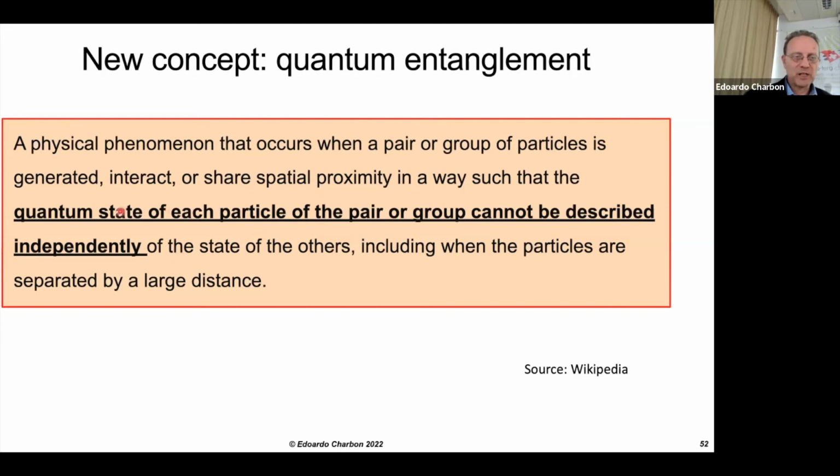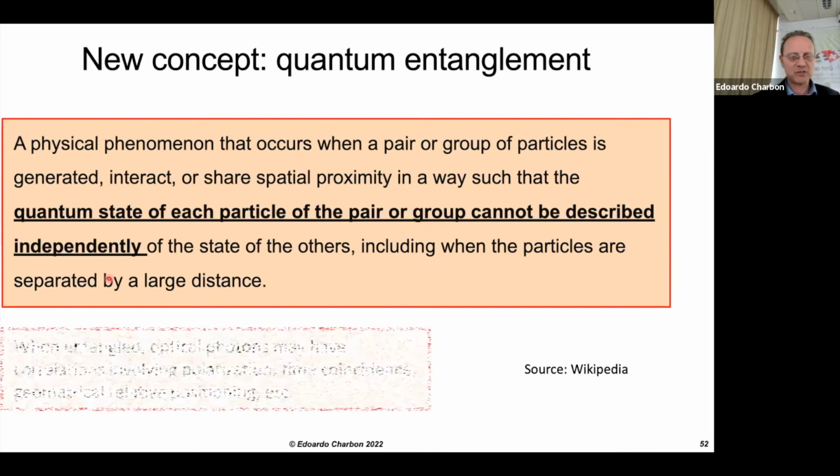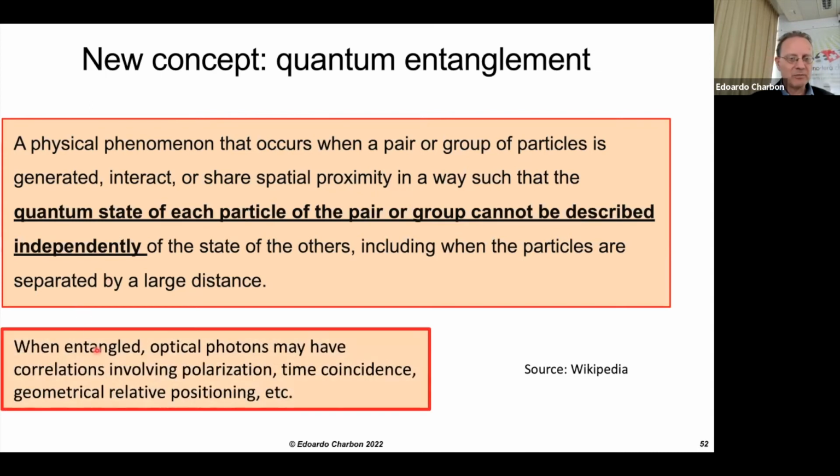And if you look at Wikipedia, you'll find that it's a physical phenomenon that occurs when a pair or group of particles is generated, interacts, or shares spatial proximity in a way such that the quantum state of each particle or the pair or group cannot be described independently. It's really the essence of entanglement. So in other words, when entangled, optical photons may have correlation that involves not only polarization, but also time coincidence and geometrical relative positioning.